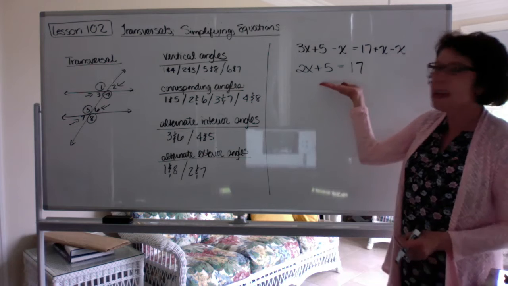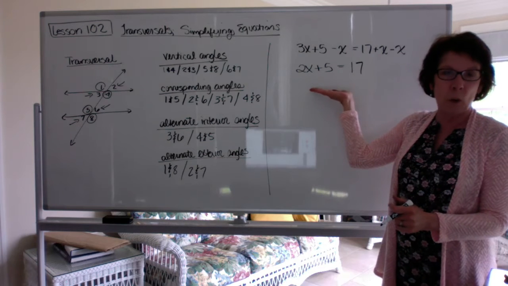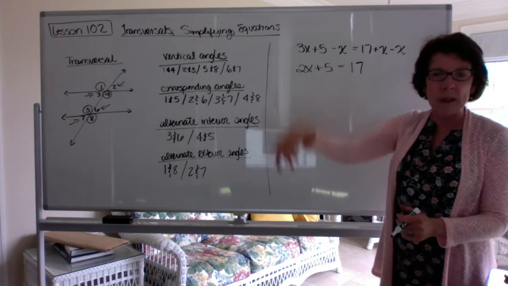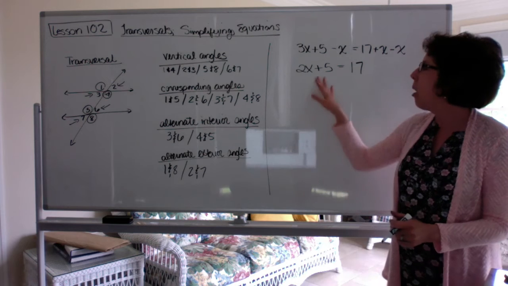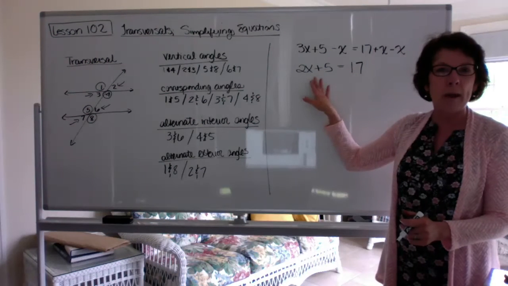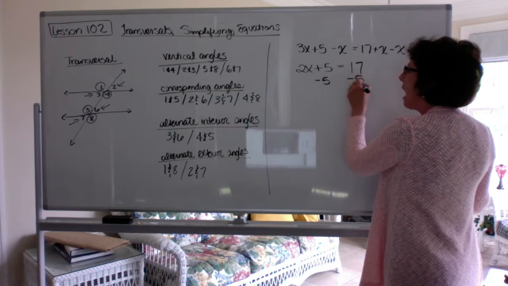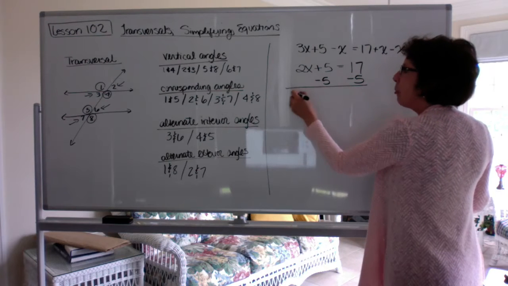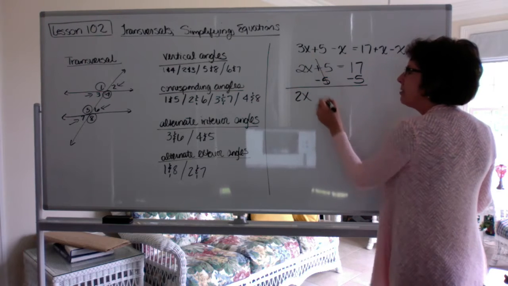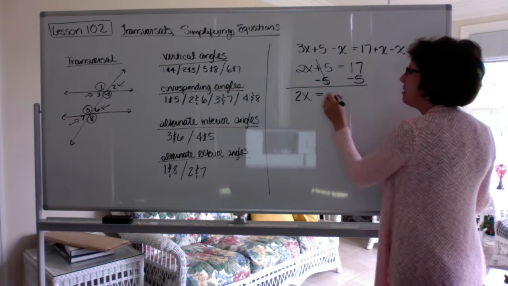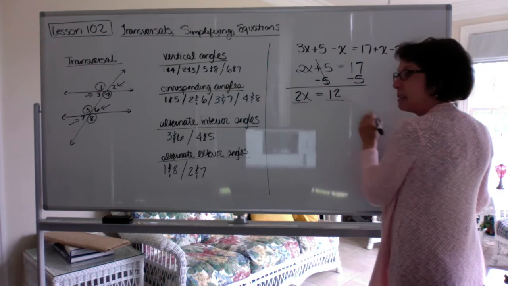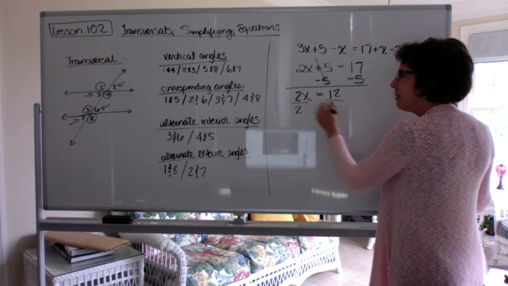Okay, this is a two-step equation, which we learned how to do right when we started online learning, okay? Now, what do I do? I look on the side with the variable. I always add or subtract first. I'm going to subtract 5 from both sides of my equation. I'm going to bring down my 2x. 5 minus 5 cancels. 17 minus 5 is 12. I'm going to divide both sides by 2 to isolate the variable.